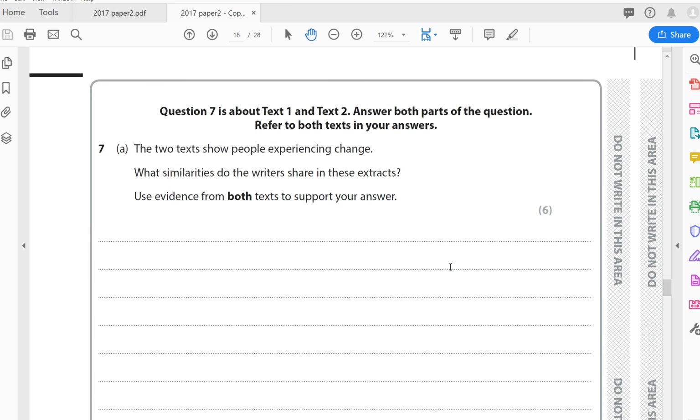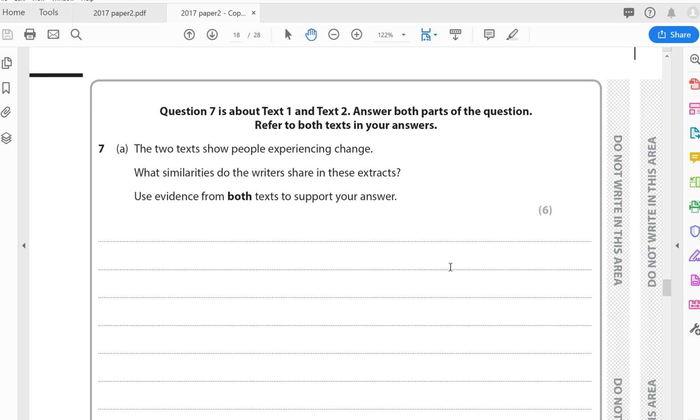Hi everyone. Today I'm going to talk you through how to answer question 7a and question 7b on paper 2 of the Edexcel GCSE English language. I'm using the June 2017 papers and there's a link to download the paper underneath in the comments.